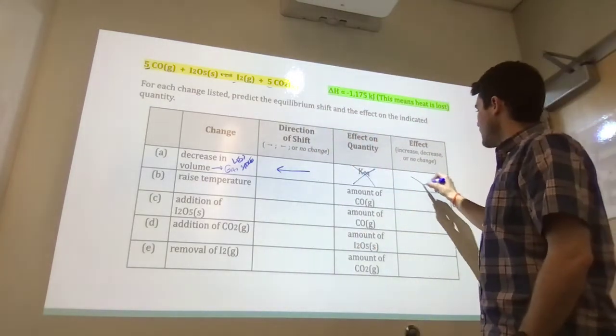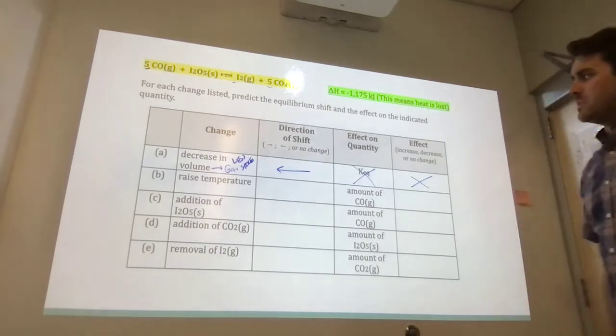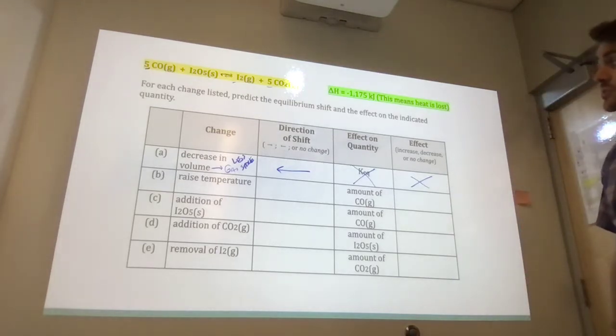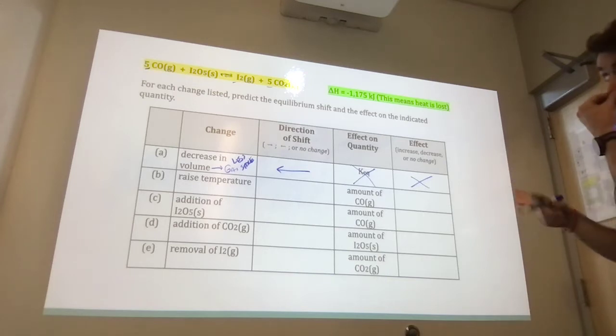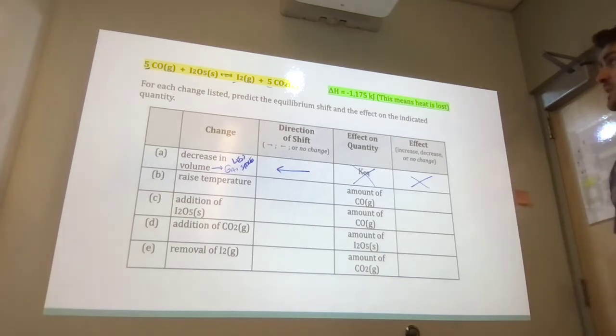I'm not concerned about the effect on KEQ, haven't really talked about it. I am concerned with understanding that if I give less space or less volume, the reaction will shift towards the side that takes up less space. Okay?